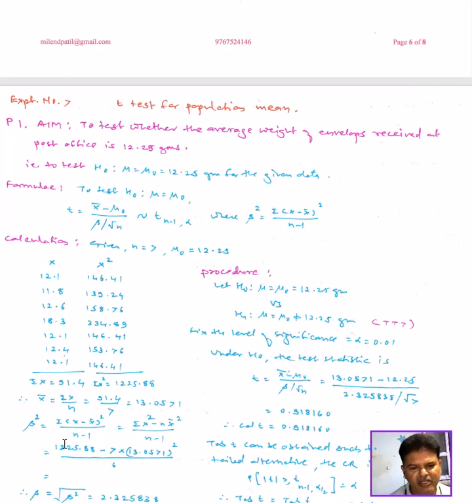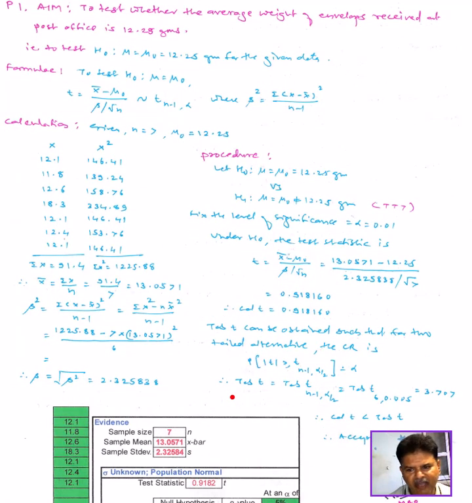Summation x minus x bar square divided by n minus 1. If you calculate this value and take the square root of this, that value comes out to be how much? This value is small s, which is 2.325828.